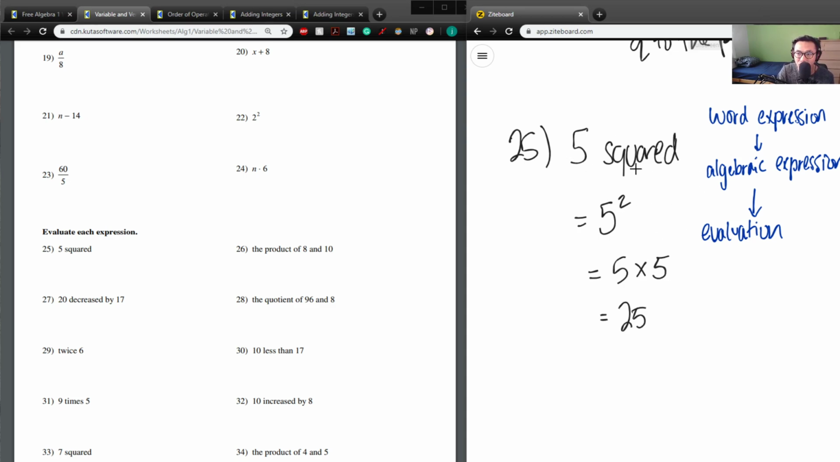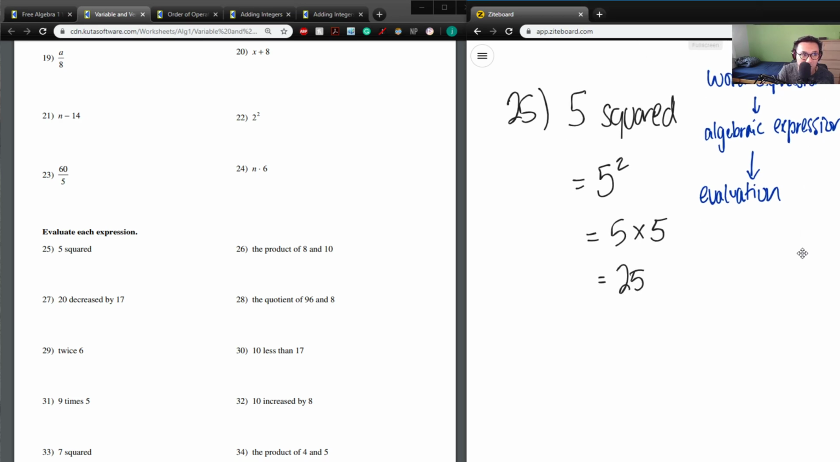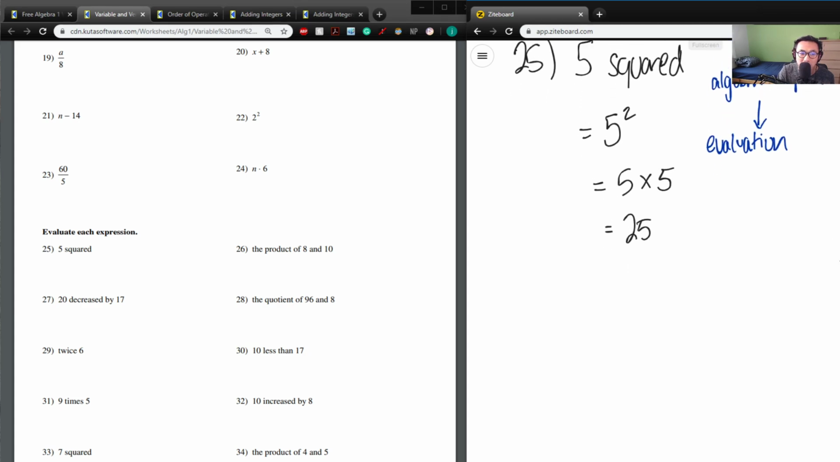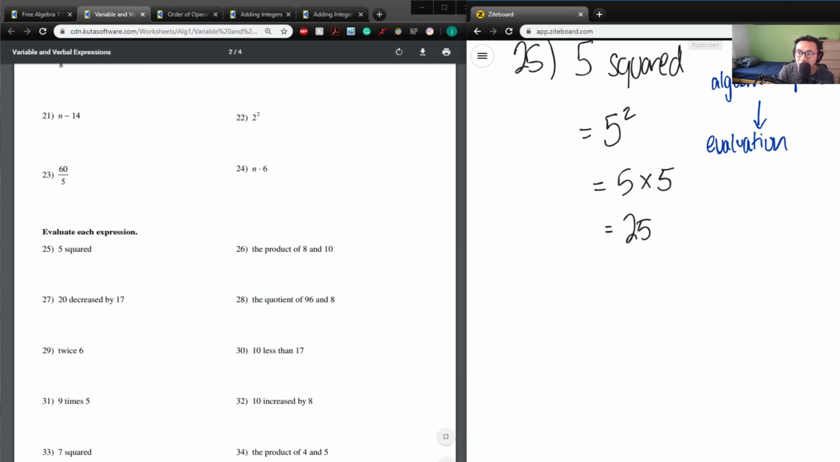So we went from our word expression, step 1. Step 2 is our algebraic expression. And then step 3 here is our evaluation. So what does that actually give us here? What number does it give us? We know 5 squared equals 25. Let's do every other one here. Let's do 27.